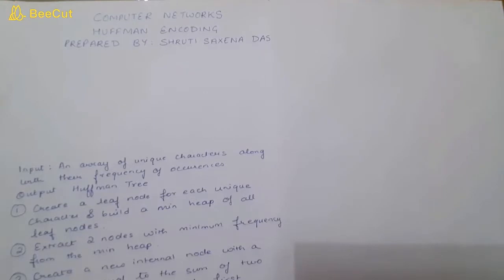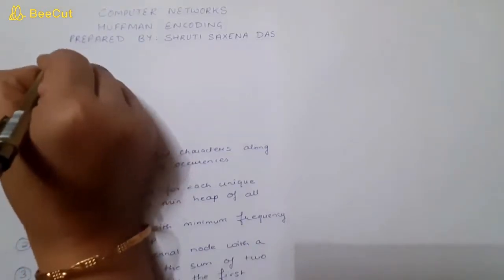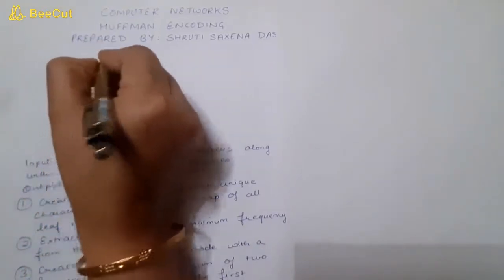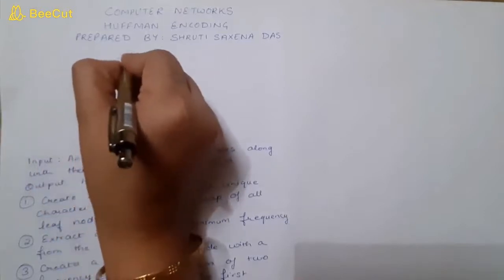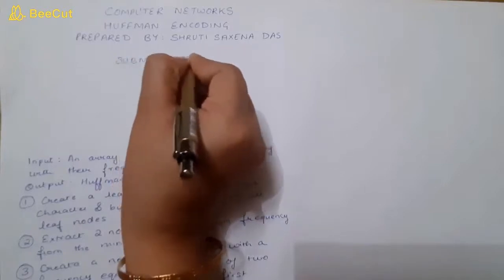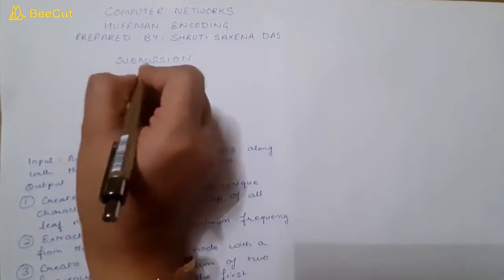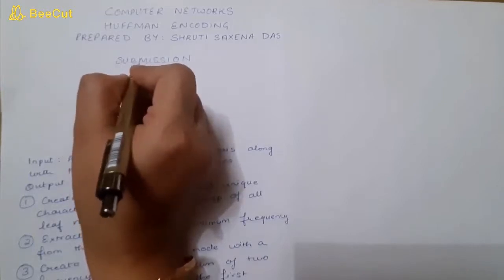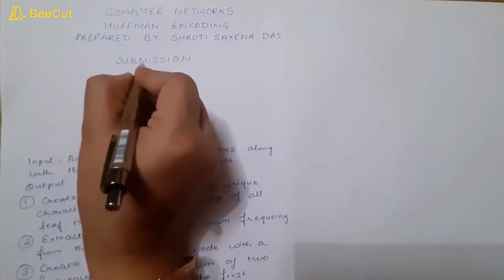Now what is a symbol? Suppose you want to compress a particular word. Let's say we are taking the word submission. In this word, each character will be your symbol. So S is a symbol. Then you have to consider only unique symbols like S, U, B, M, I.